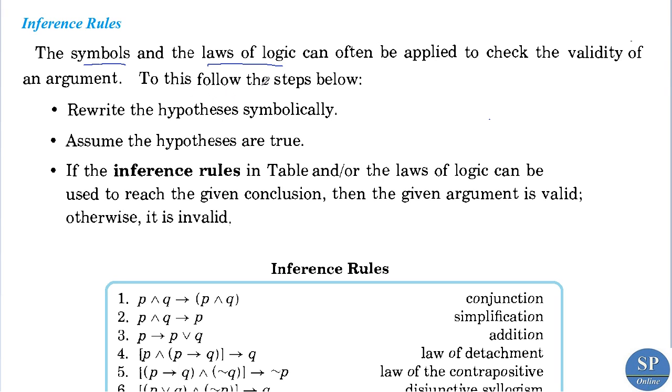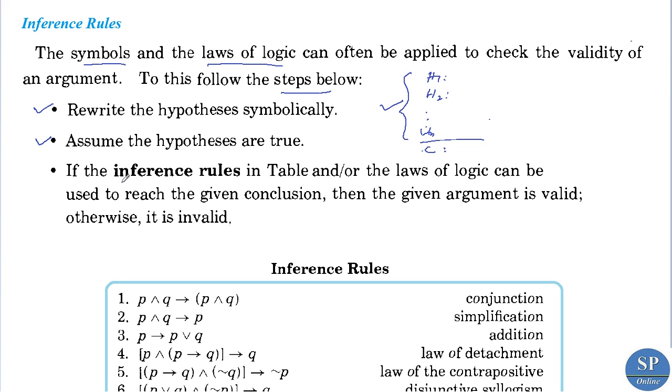For this, we have to follow the following steps. First one is rewrite the hypothesis symbolically. We know the argument contains some hypotheses and a conclusion. So first, rewrite the hypotheses symbolically. Second step is assume the hypotheses are true. All these hypotheses are true.